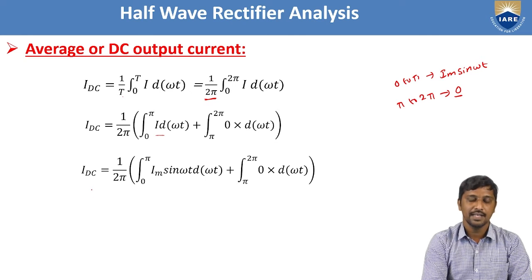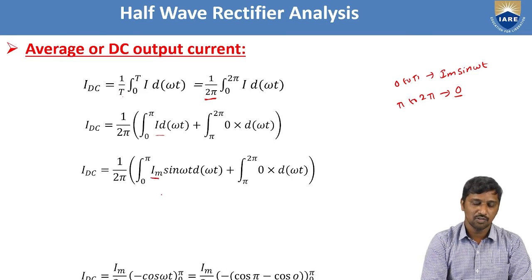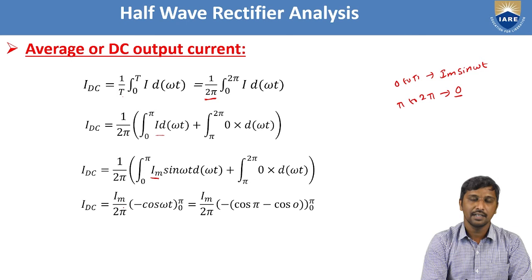So, IDC is equal to 1 by 2 pi integral 0 to pi, where I is replaced with Im sin omega t into d omega t. But during the interval of pi to 2 pi, there is no current, hence it is represented as 0. Now you can apply the integral of this function. Here this magnitude is a constant, you can take it outside. So IDC is equal to Im by 2 pi.